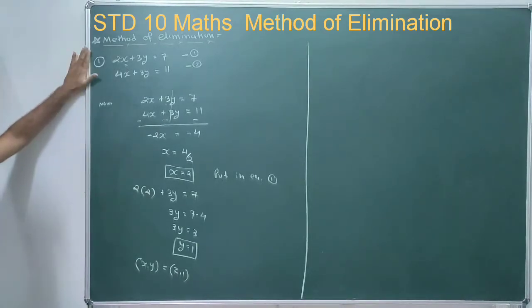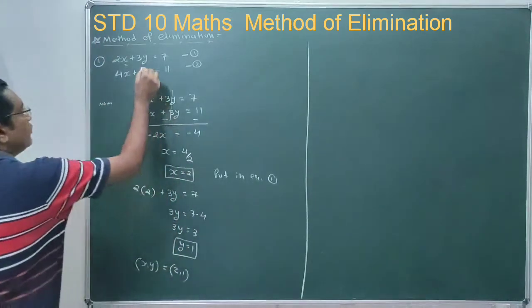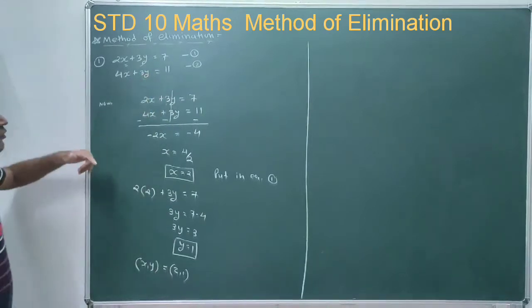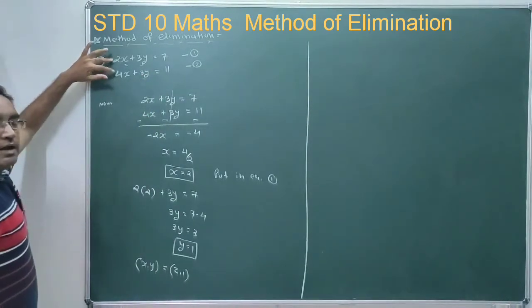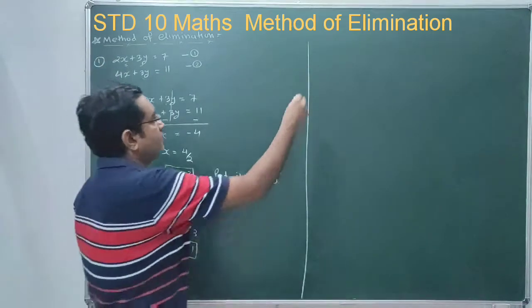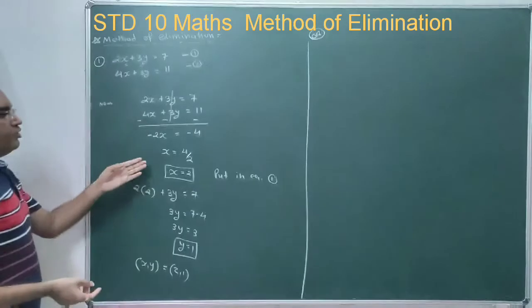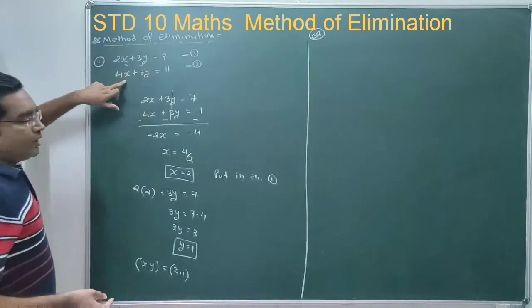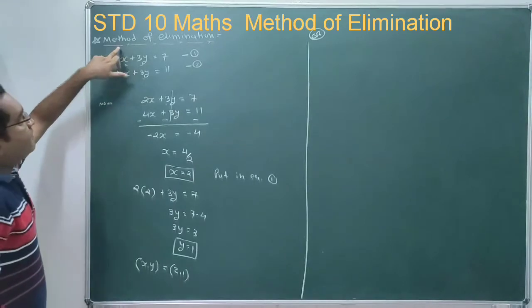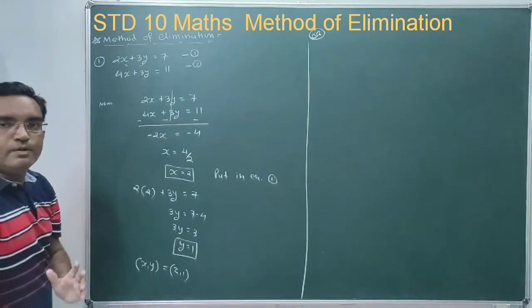Clear friends? This is how you can solve this pair of linear equations by eliminating either of the variables. Now consider the same pair of linear equations. Here the coefficients of y are equal. Suppose you want to make the coefficient of x equal and eliminate variable x, then how can it be solved? So consider another method, which means we are taking another option. Instead of eliminating variable y, here we have to eliminate variable x. Our method is the method of elimination, which means we eliminate either one of the given variables.